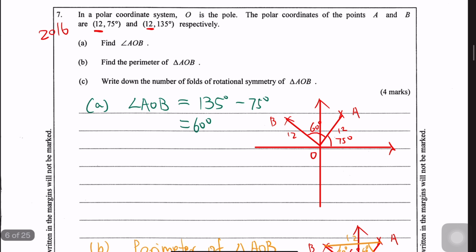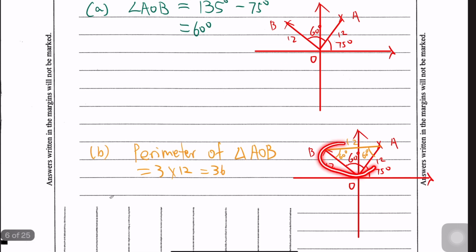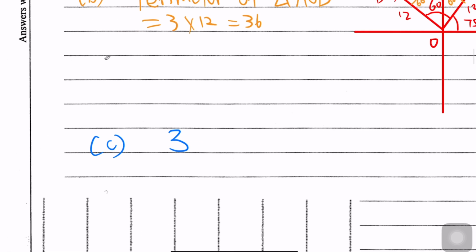And then question C, write down the number of folds. Okay, rotational symmetry. Maybe you already forgot what rotational symmetry is. Basically, it's asking about this shape here, and when you rotate 360 degrees, how many times will it repeat itself? So most of the time it's a regular polygon. If it has 5 sides, it will have 5 folds, 6 sides, 6 folds, 7 sides, 7 folds. Okay, so here, because it's a triangle, it's just 3.